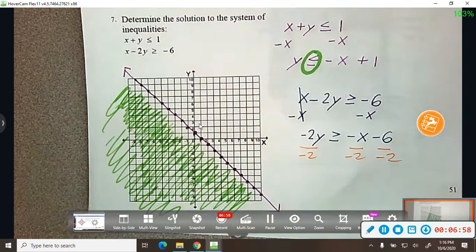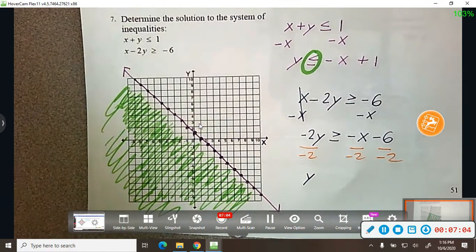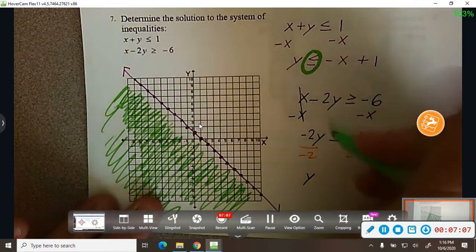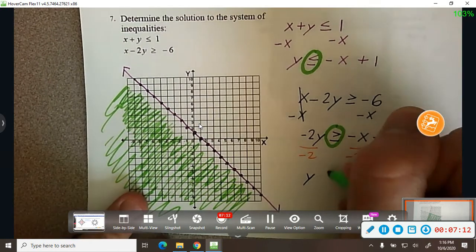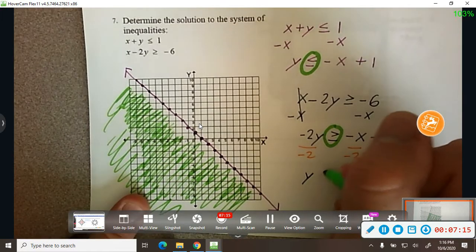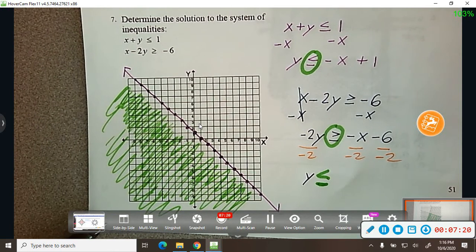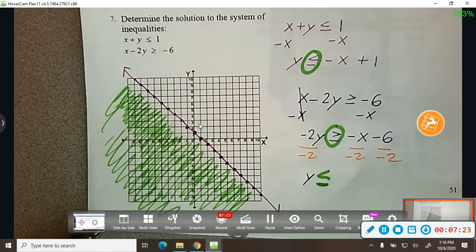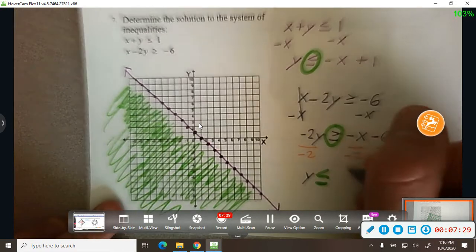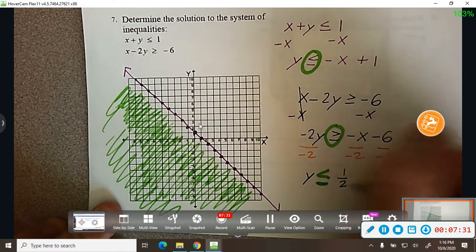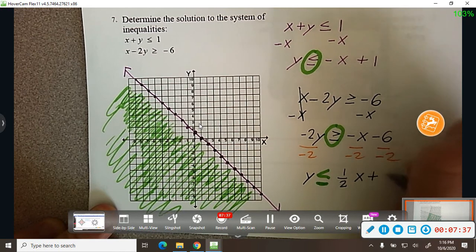Any time you divide or multiply by a negative number, the inequality sign is going to flip around. So instead of greater than or equal to, it becomes less than or equal to. That's only if you divide or multiply by a negative number. If you add or subtract a negative number, it doesn't do anything to it. And then negative divided by negative makes a positive, so that's 1/2 x. And then negative 6 divided by negative 2 is 3.